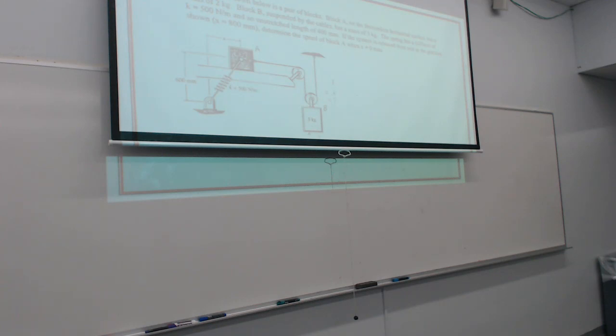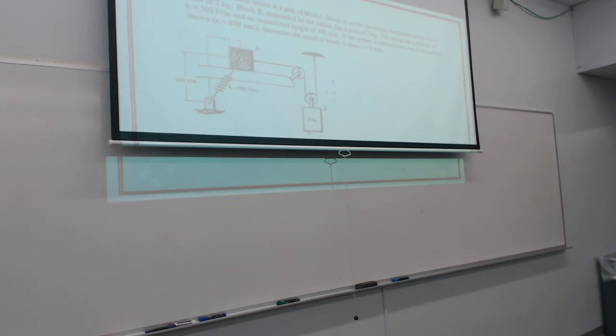Shown below is a pair of blocks. Boy, do dynamics like blocks. Sure, like a cylinder sometimes. Just mix it up. Shown below is a pair of blocks. Block A on the frictionless horizontal surface has a mass of 2 kilograms. It's frictionless. That's nice of them.